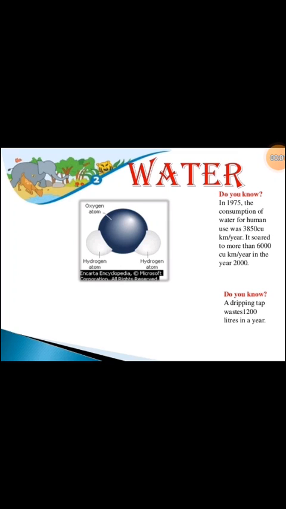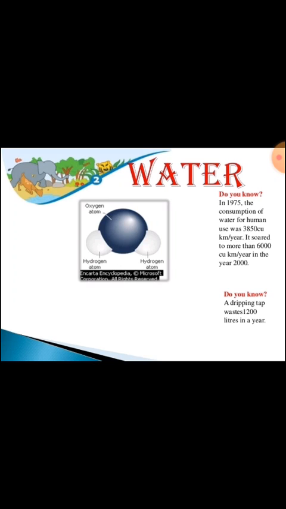Students, today we are going to start with the subtopic water of your chapter Land, Soil, Water and Natural Vegetation, geography. Now students, do you know what is the composition of water? Yes, water is a chemical combination of two hydrogen atoms and one oxygen atom.